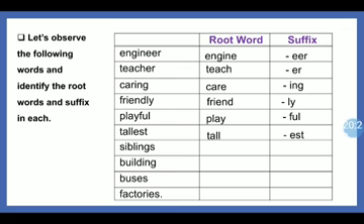Next one is siblings. We have sibling and -s. Building: build and -ing. Buses, we have bus and -es. Factories, we have factory and -s. Alright, so hope you got it all correct.